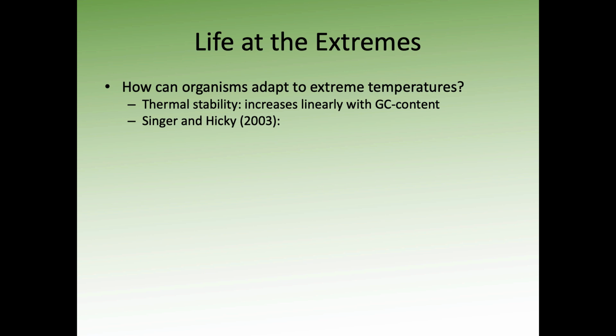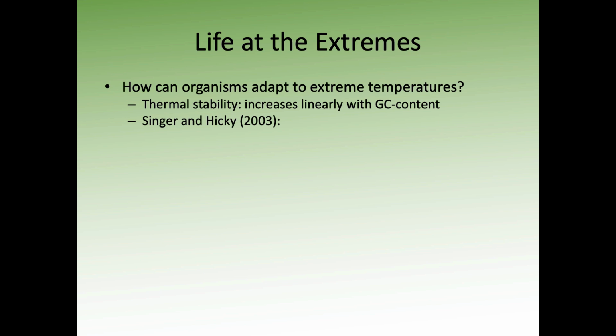And one example is people have looked at things like thermostability. So there's this idea that thermostability, especially in DNA, is going to increase as you increase the GC content of DNA. So there's this idea that perhaps the differences that we observe in GC content has to do with an evolutionary history in the organism's ability to adapt to specific extreme temperatures.